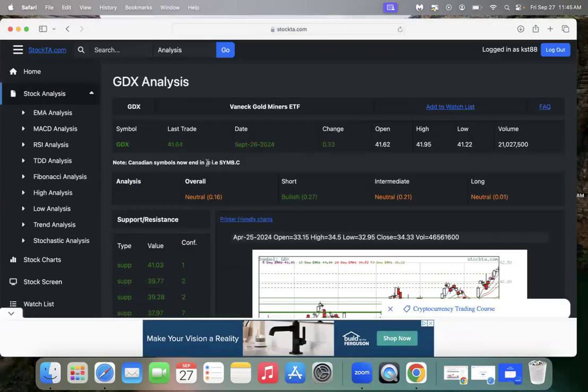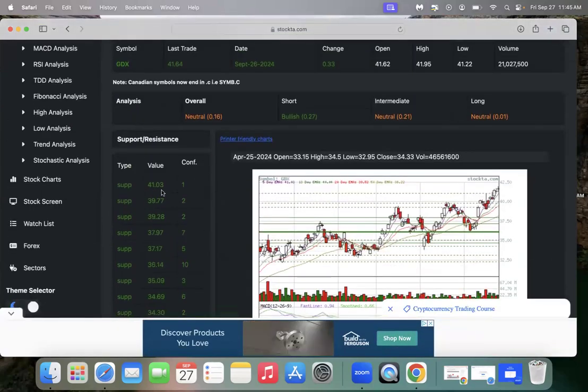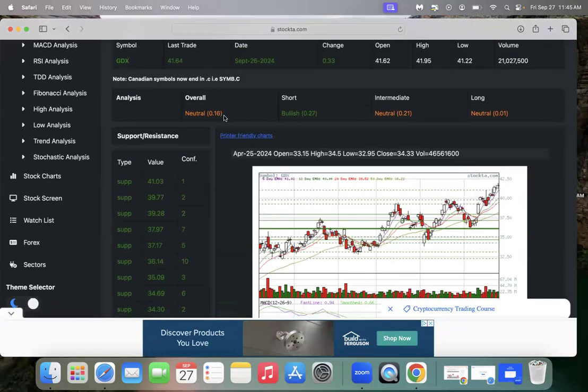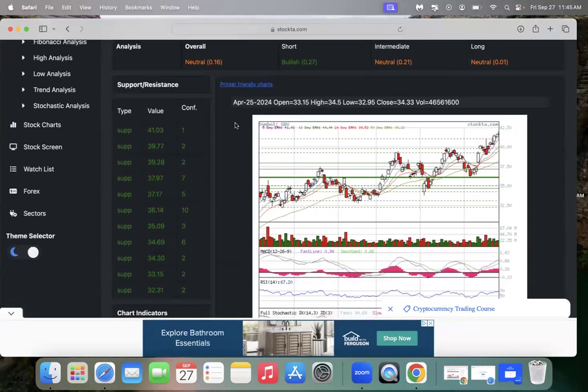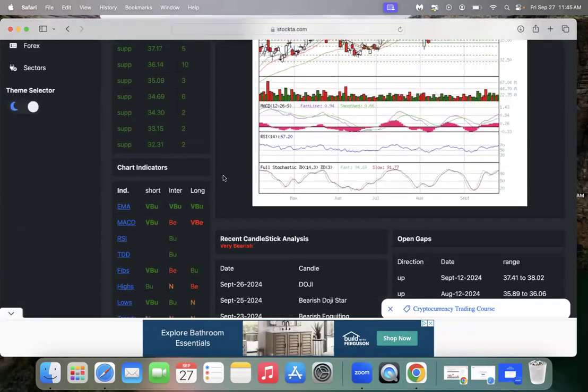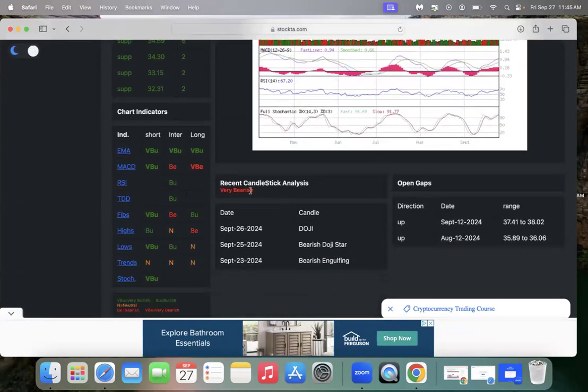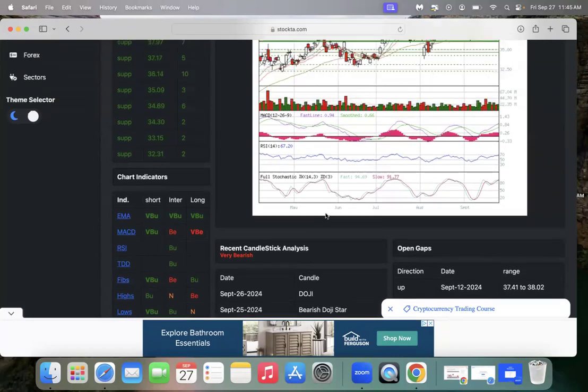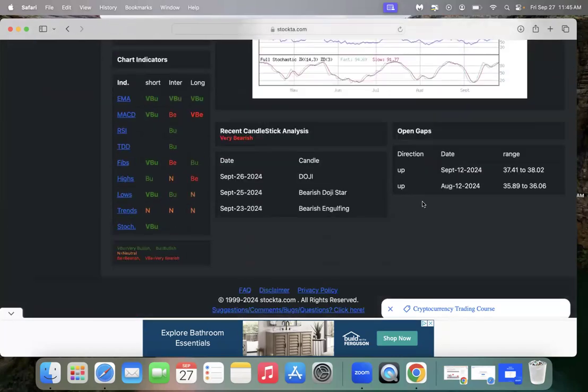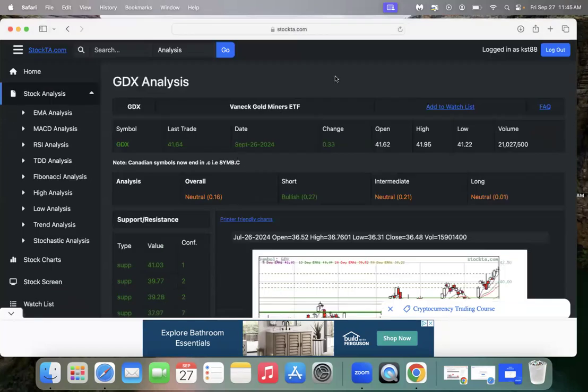Let's try another stock. This is GDX. This is broken out. There is no resistance currently, so it's running. It is a little overbought, so that's why it's getting a neutral score. The RSI is 67, so it's approaching overbought. The candlestick analysis is very bearish. I'm recording this on Friday, September 27th. On the 26th, 25th, and 23rd, you've had some bearish possible reversal candles. So that's one thing to keep an eye on as well.